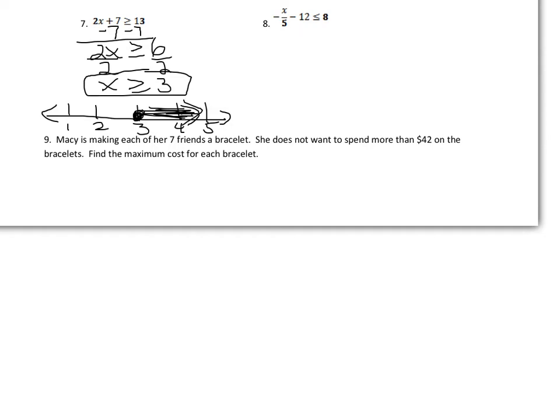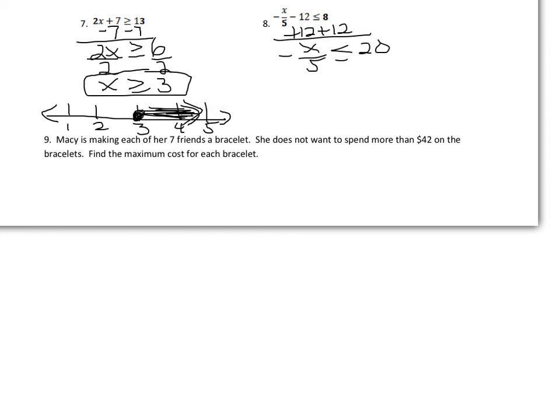So let's look at number 8. Again, it's multi-step. We've got the opposite of x divided by 5 minus 12 is less than or equal to 8. So we'd start by adding 12 to both sides. We get the opposite of x divided by 5 is less than or equal to 20.